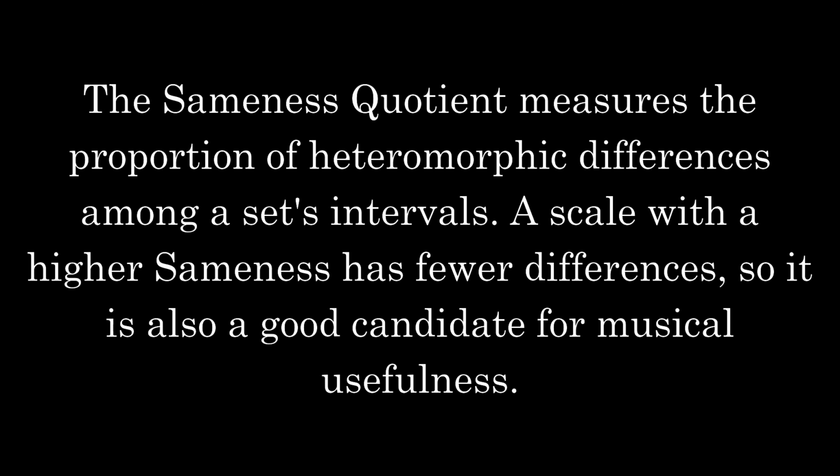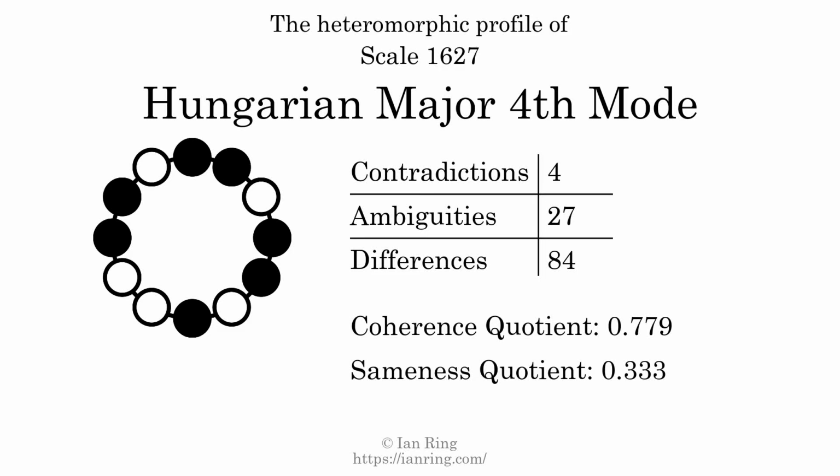The sameness quotient measures the proportion of heteromorphic differences among a set's intervals. A scale with a higher sameness has fewer differences, so it is also a good candidate for musical usefulness. The sameness quotient is 0.333.